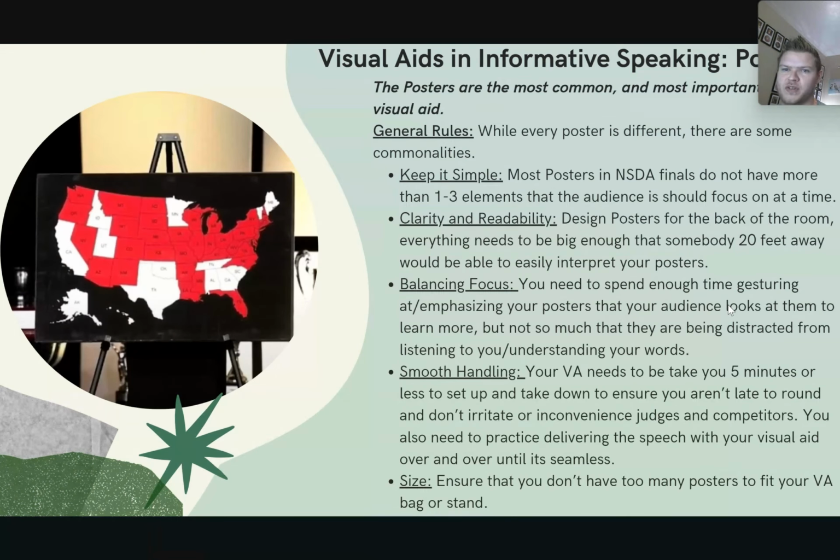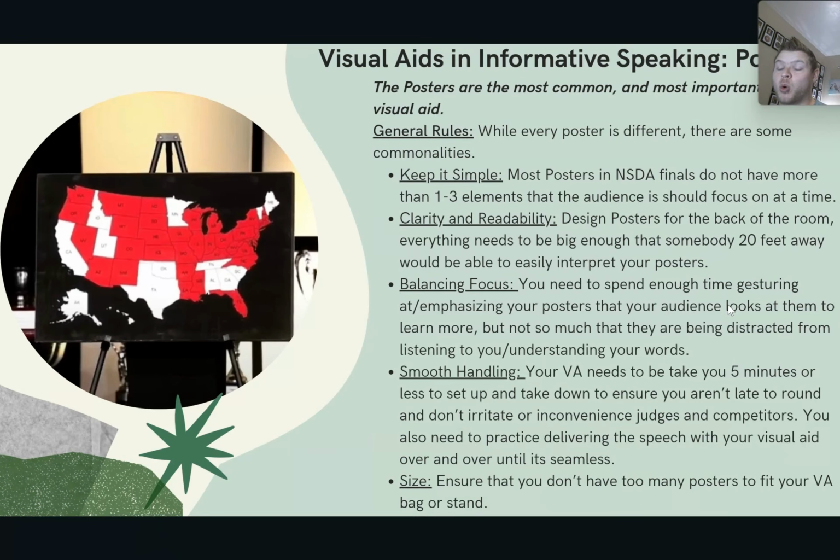So the first part of visual aids that we'll go more in depth on are posters. Posters are the most common and most important part of a visual aid. And while every poster is different, there are some commonalities between the ones that seem to make it the farthest. First is keep it simple. Most posters in NSDA finals do not have more than 1 to 3 visual elements that we are supposed to be looking at a time.